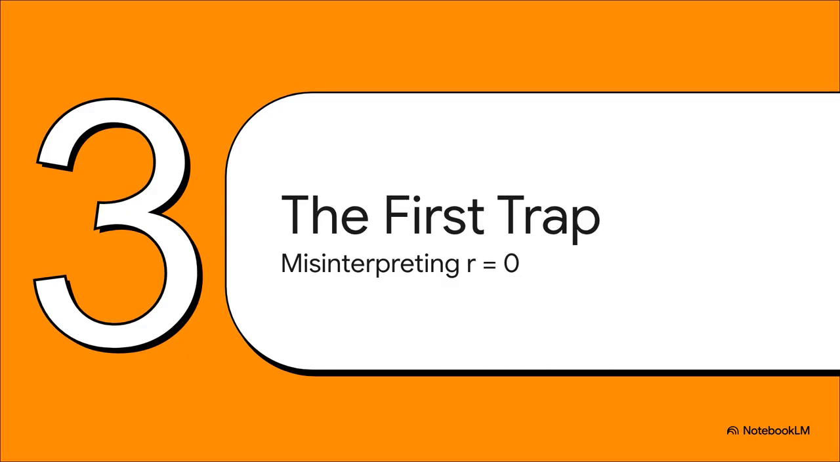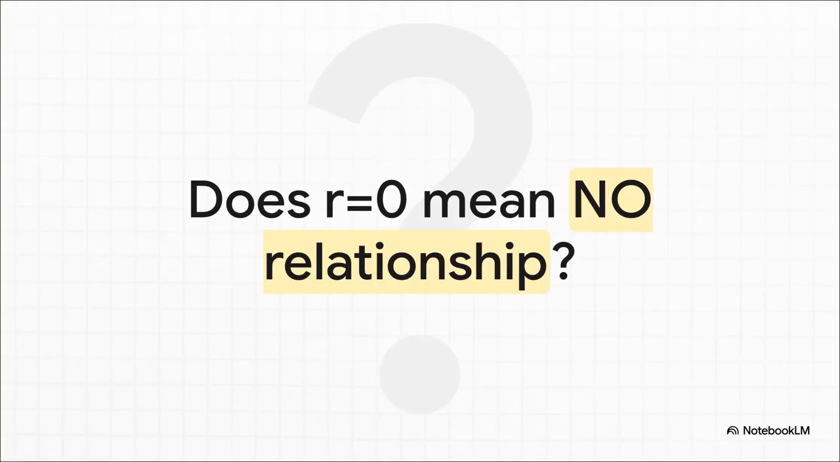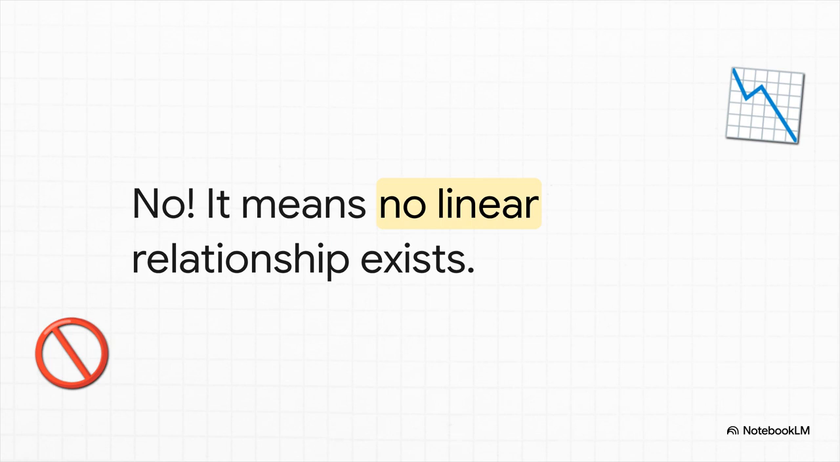Which brings us to Section 3, the first trap, misinterpreting R equals 0. I want to pose this question directly to you. Think about this. If you run a regression analysis on your cost data, and your correlation coefficient, your R, comes back as exactly 0, does that mean there is absolutely no relationship at all between those two variables? Take a second and really think about that. The answer? No, absolutely not. A coefficient of 0 does not mean the variables are entirely unrelated.